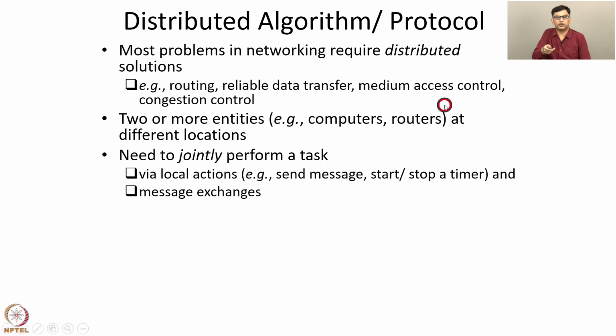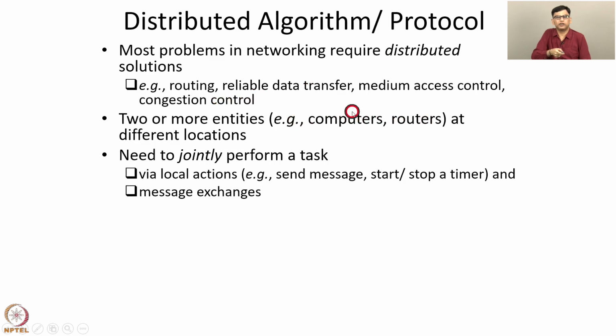Most problems in networking require distributed solutions. Examples of such problems are routing, reliable data transfer, medium access control, congestion control, and so on. We'll discuss these different functions later on. In such a problem that requires a distributed solution, there are two or more entities at different locations. Examples of such entities are computers and routers. These are at different geographical locations, and they need to jointly perform a task.